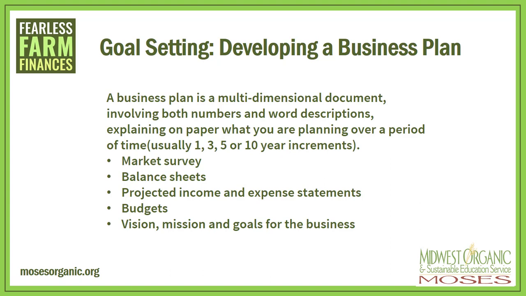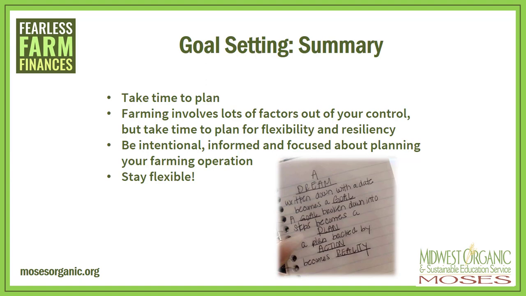And like I mentioned earlier, having a vision, mission, and goals for the business, it goes into those word descriptions and says, this is who we are, this is what we're about, and this is where we're going. So just a summary on the whole goal setting and planning your farm is just take the time to plan. And for some of you, this is going to be a struggle. You just want to jump in and you want to go. And I fully appreciate that from someone who has done that. It is important to take the time to plan.